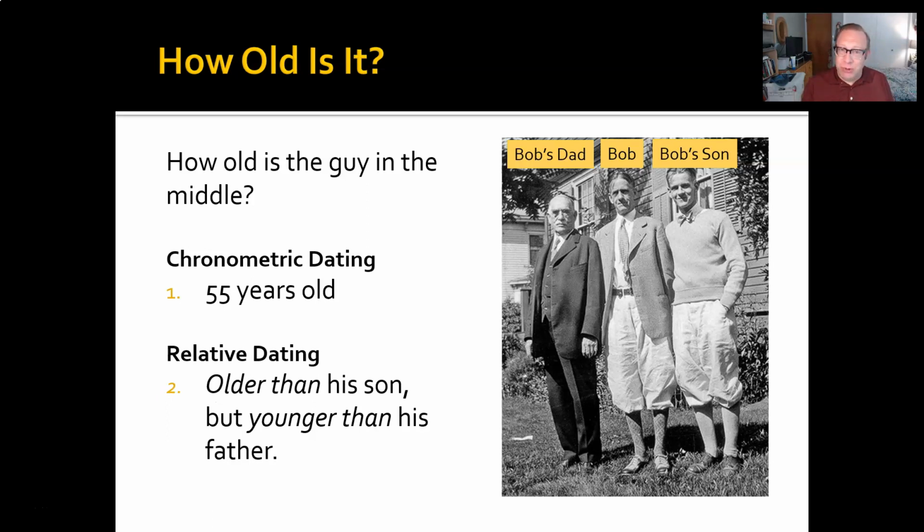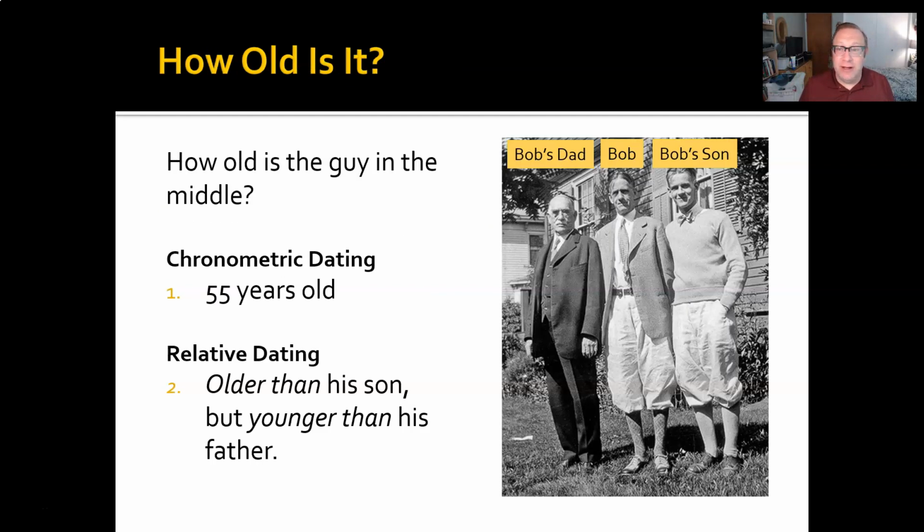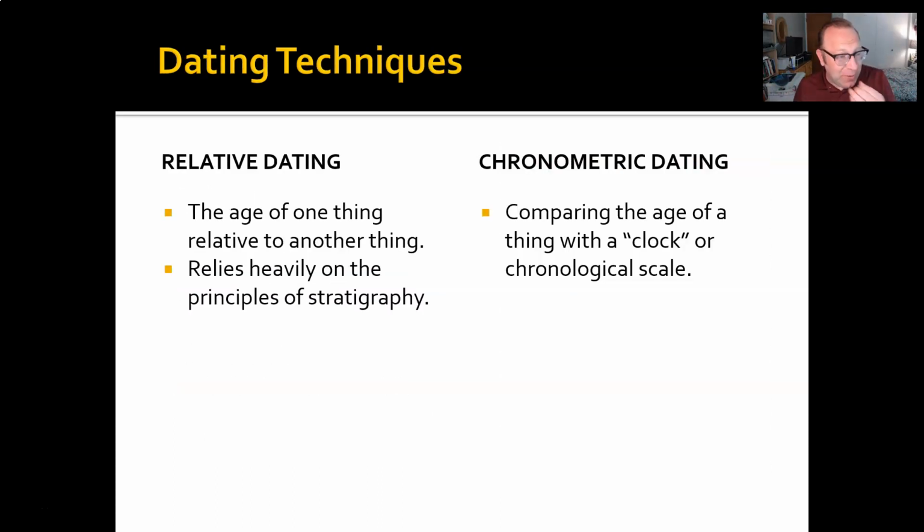The same is true when we're talking about dating fossils or layers of rock or whatever. The first would relate to chronometric dating. The second would relate to relative dating. If you need a way to remember the difference, relative dating is saying that Bob is older or younger than his relatives, even though we're using the word differently there. Relative dating just means you're dating the age of one thing in relation to another thing. The principles of stratigraphy help us a lot here, as I'll show in a minute.